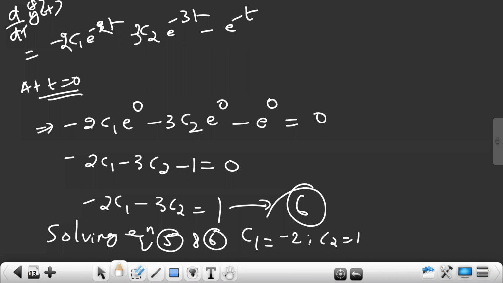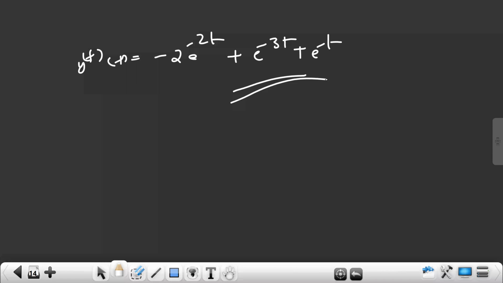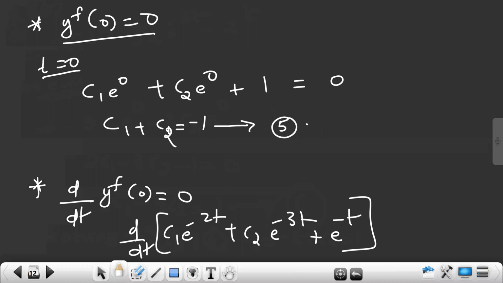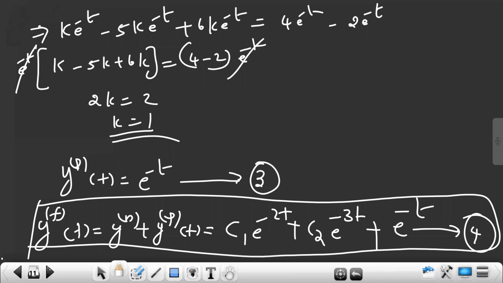What is the final answer? Can you tell me? yf of t equal to minus 2 e to the power minus 2t plus e to the power minus 3t plus e to the power minus t. Correct? Any doubts?